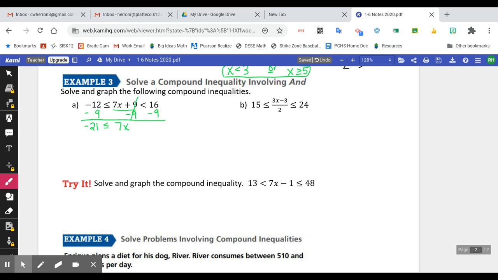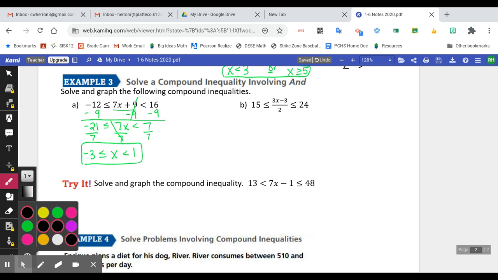We have 7x in the middle. And then 16 minus 9 gives me 7. Last step, divide by 7, which we do on all 3 parts. These are gone, and I have negative 3, x in the middle, and 1. So our answer needs to be between negative 3 and positive 1.